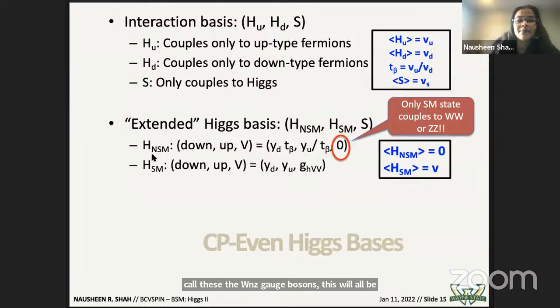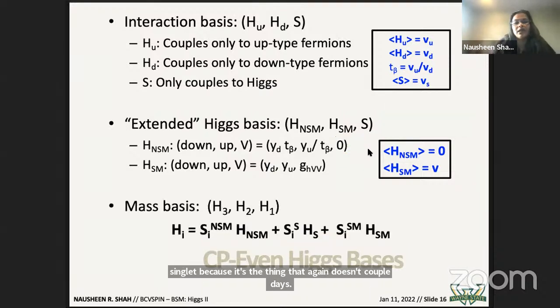But if you look at what happens to the non-standard one, you'll get either tangent beta enhanced coupling to the down quarks, or tangent beta suppressed couplings, so divided by tangent beta, for the up-type coupling. And very importantly, this state does not couple to the gauge bosons, to W's or Z's. Only the H standard couples to the gauge bosons. The singlet, because it's a singlet, doesn't couple to anything.